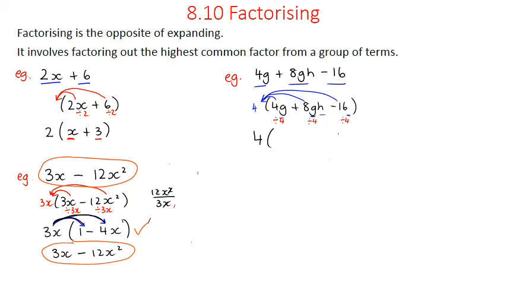So 4g divided by 4 leaves us just with g. 8gh divided by 4 gives us 2gh. And negative 16 divided by 4 is negative 4. That's the final answer. Now once again, try and expand it back out and see if you end up with the same question as you started with.